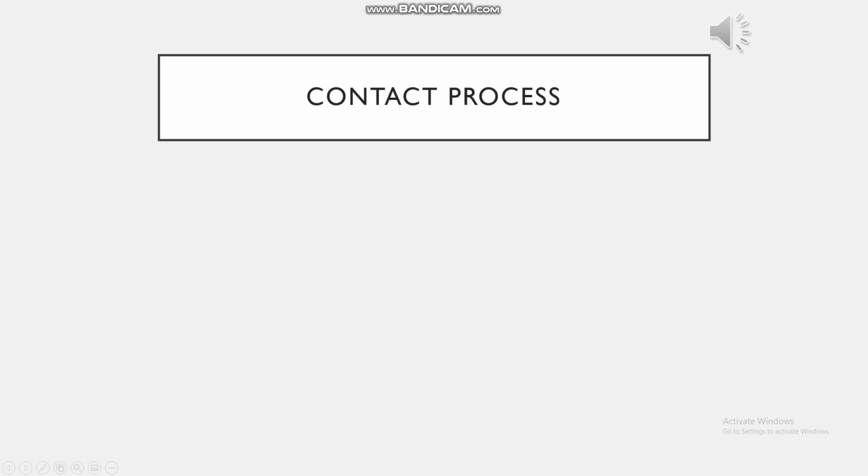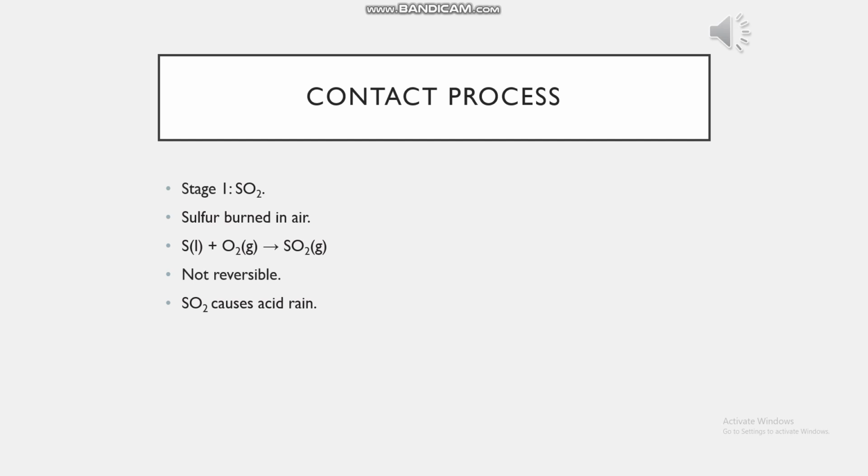During the first step, sulfur is burnt with the oxygen in air. This produces sulfur dioxide. This stage is also not reversible. Care is taken with the stowage and handling of sulfur dioxide, as its release into the atmosphere can cause acid rain.